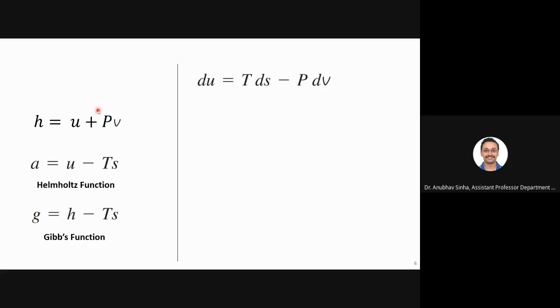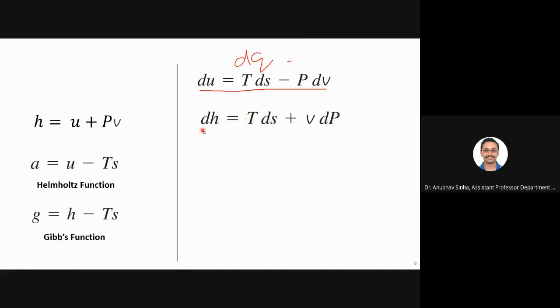This is what we have seen in the first law, actually a combined effect of first and second law. So dU is TdS minus PdV. If you remember, this is basically replacing Q in the first law. dQ is equal to TdS by the second law, and dU is equal to dQ minus dW. dW is PdV. So first law and second law combined give us dU equals TdS minus PdV. Is this okay with everyone? Fine.